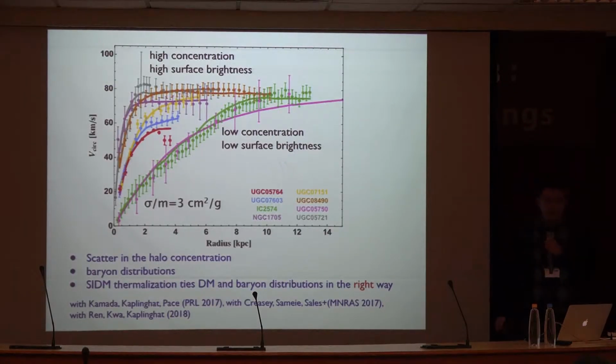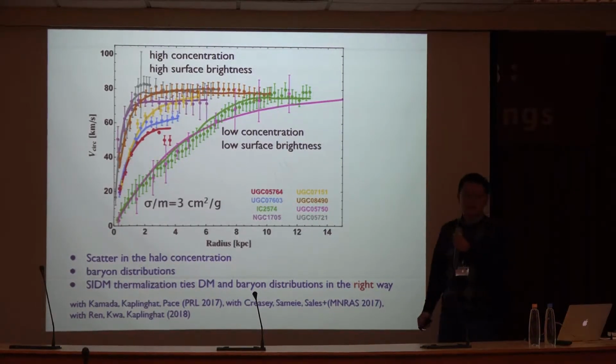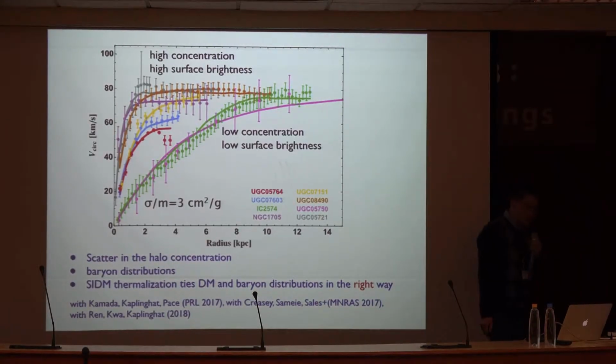And with this, you can explain all the rotation curves. Here I show you like 8 galaxies. I picked 8 galaxies, and you can think about them as outliers, and all of them have around the same Vmax, about 70 kilometers per second. If you look at the inner region, the spread is a factor of 4. Right? This is diversity. So the solid curves are from SIDM fits.